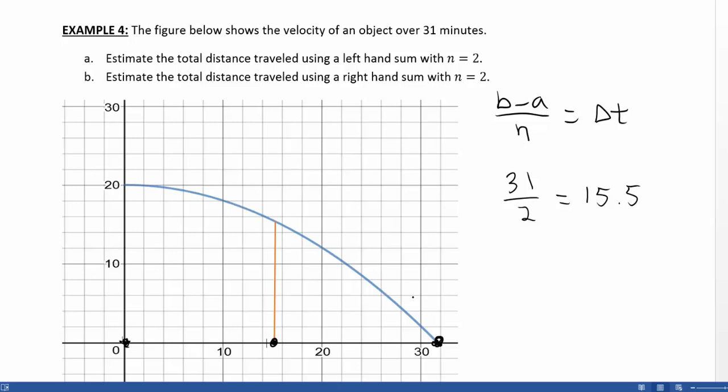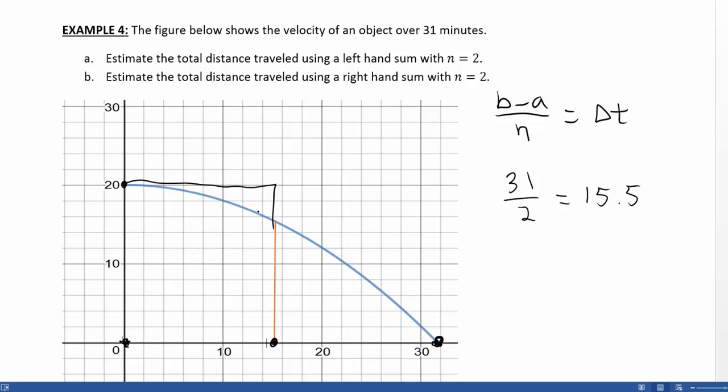to touch my function. So that means for my first interval, which is 0 to 15.5, I'm using the 0, which is the lefter of the 2 points, to figure out how high to go on my rectangle. Okay, so my rectangle is going to look like that.